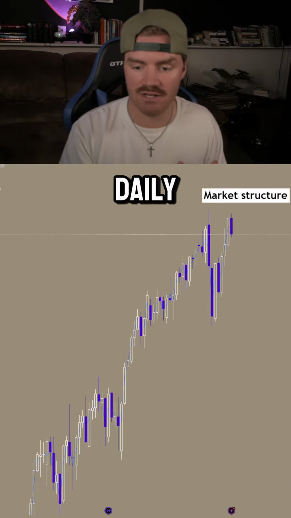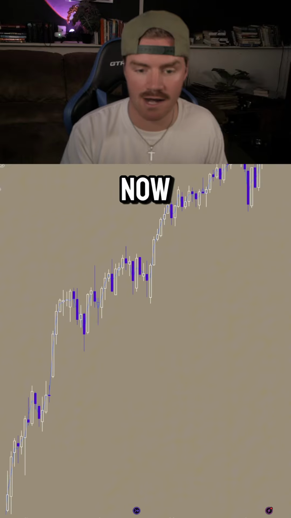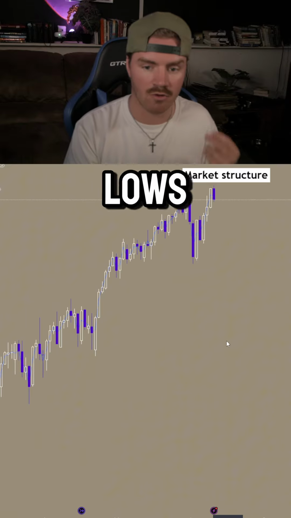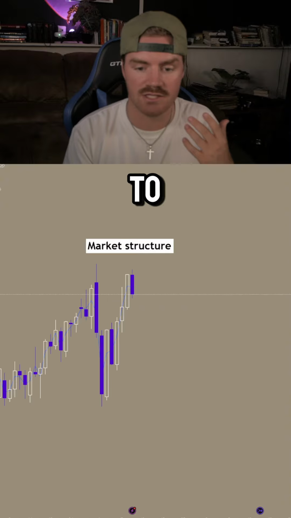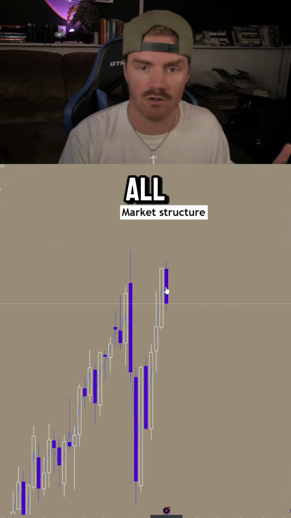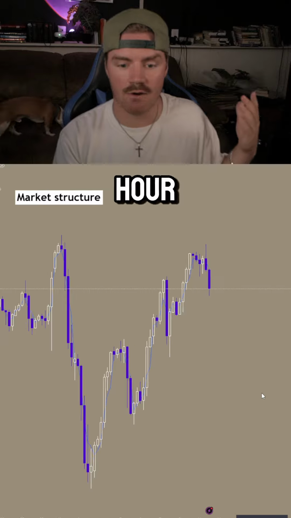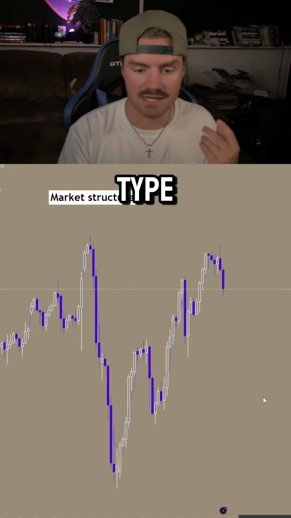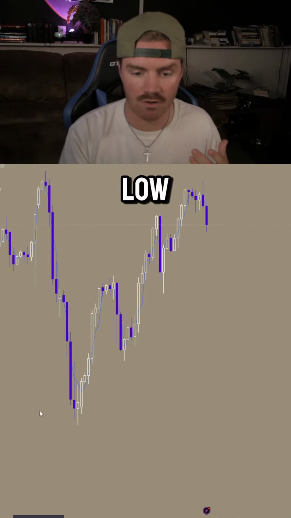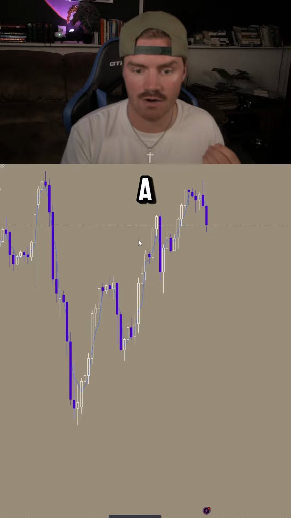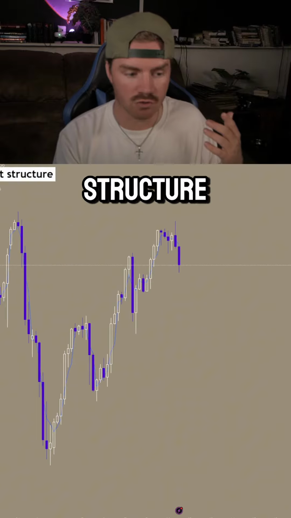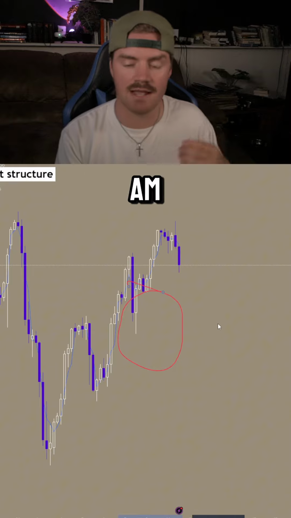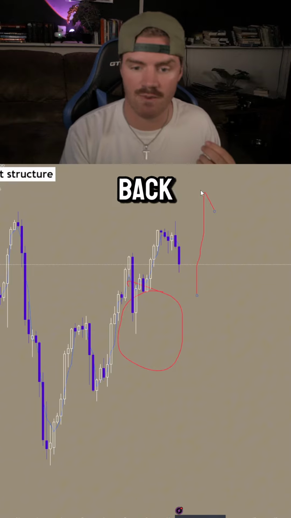If we look at the daily time frame, we're going to see for a long time now we've been making higher highs and higher lows, and we have been at all-time highs, which means we are more likely to continue to go to all-time highs. We can drop down to the 4-hour time frame and see the same exact type of structure. We're making a low, a higher high, a higher low, a higher high, a higher low, and so forth. So until this structure is broken to the downside, I am still expecting price to continue back up to the highs.